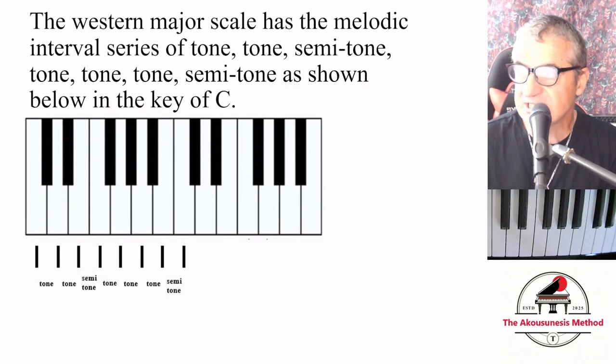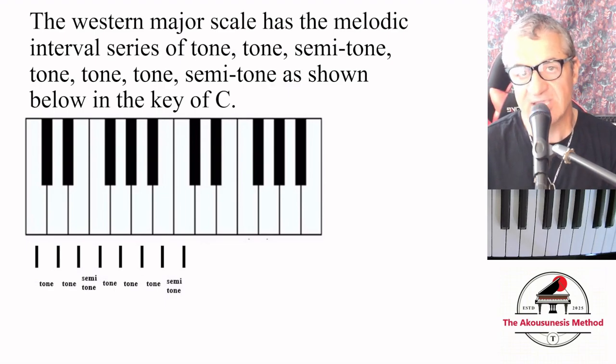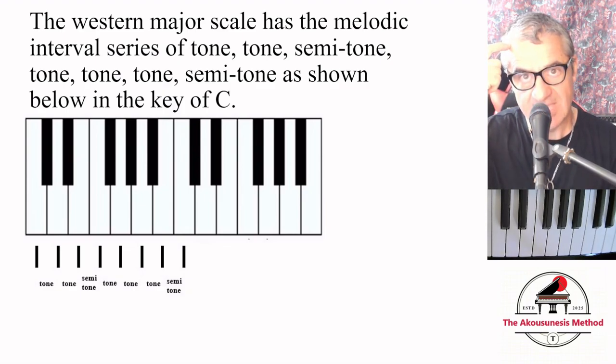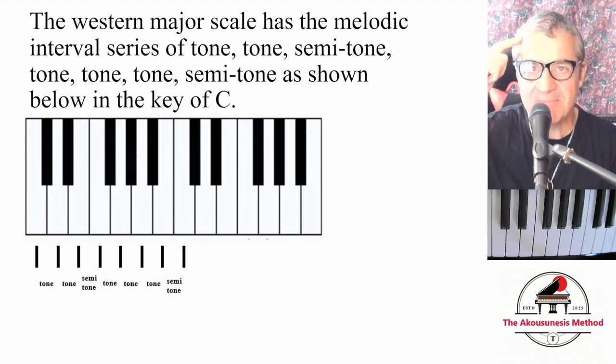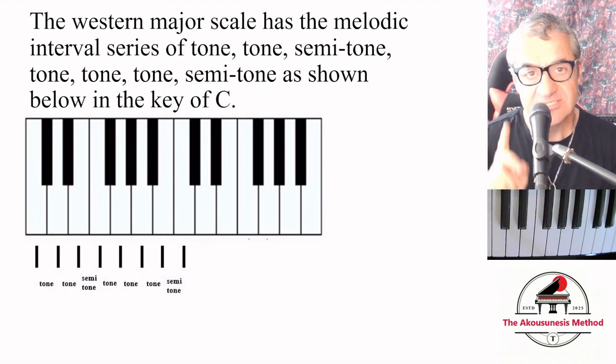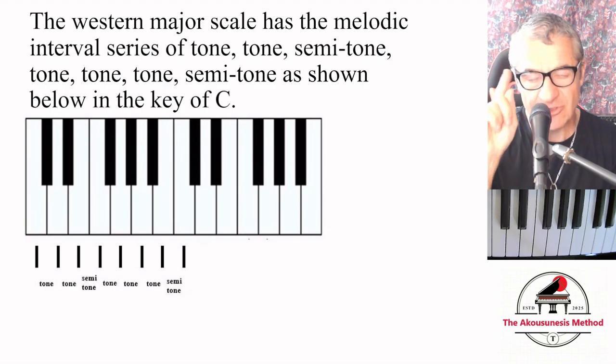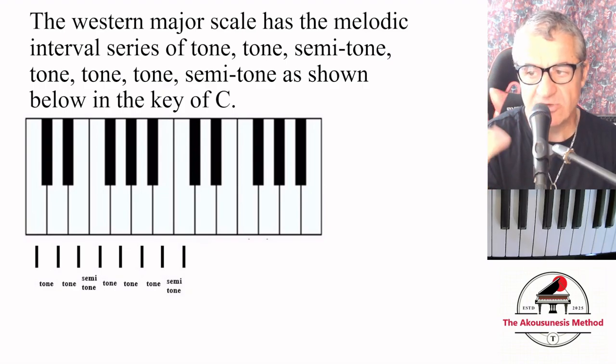The Western major scale has a melodic interval series. This is a quick look at it. This is something you're going to have to get in your brain and remember, and it's the only melodic interval series that you ever have to remember. We start on a root note, and it's tone, tone, semitone, tone, tone, tone, semitone. Get that in your memory: two tones, a semitone, three tones, and a semitone.